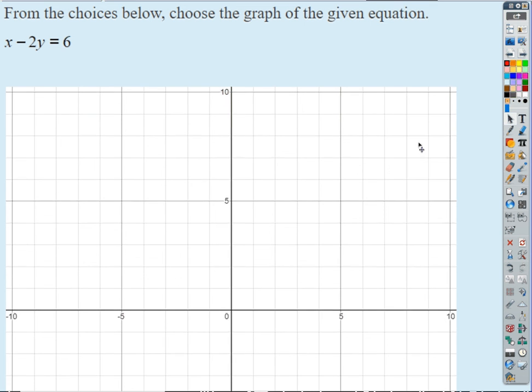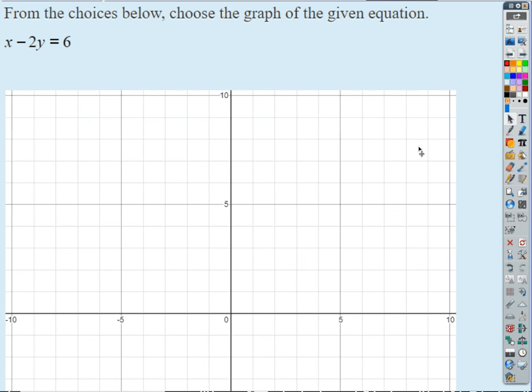Then what about a problem like this, where now we're given an equation that's in standard form, and we want to graph this thing. What are our options? Well, we could always just put it in slope-intercept form and then graph it from there, and that's fine. You can take your pick, whatever's most comfortable to you. So if we want to solve for y, what would the two steps be? Subtract x. Okay, so we're going to get negative 2y equals negative x plus 6, right? And then what?